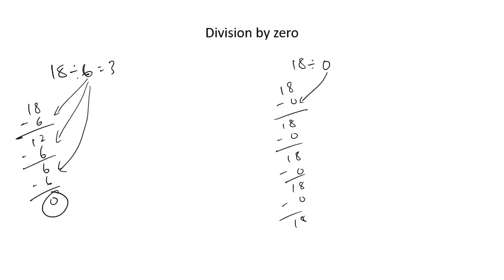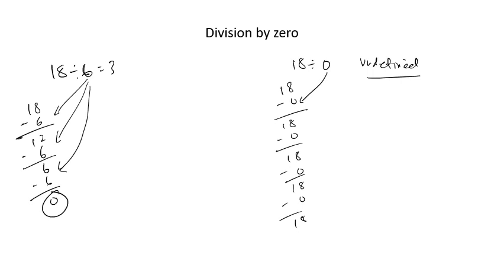But when we get to this point, subtracting by 0 is never going to reduce this 18. It's never going to reduce. And so this one, there's no answer to it. This is undefined. So there's no way really to talk about what this does.